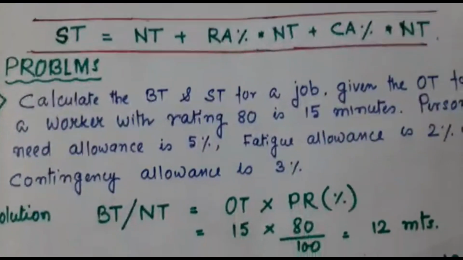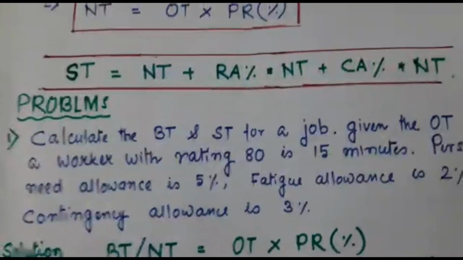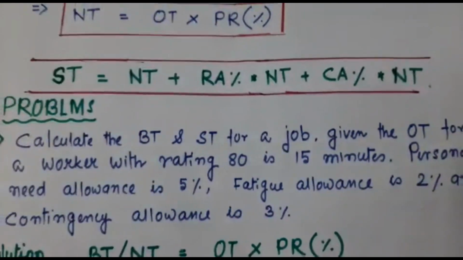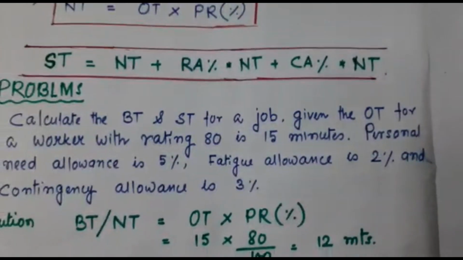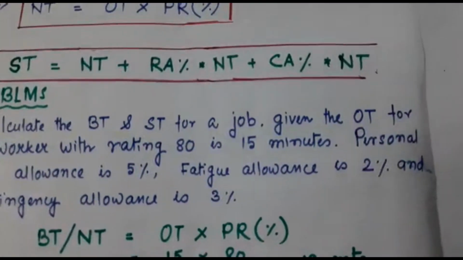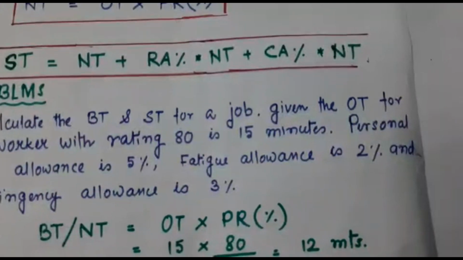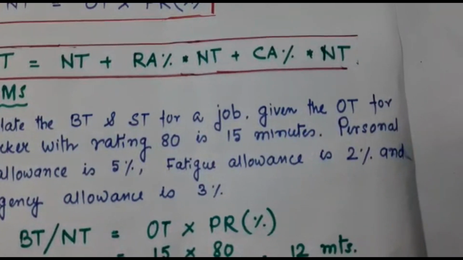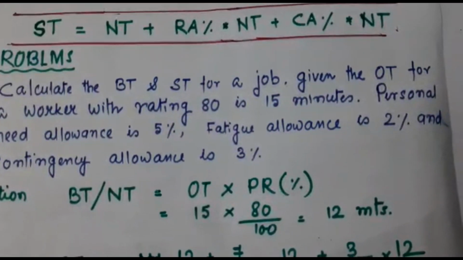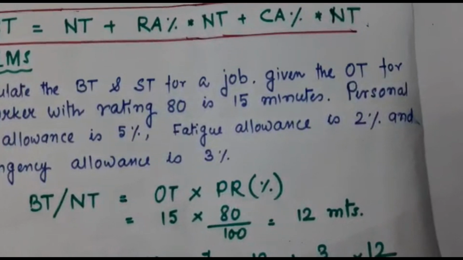Now we will see a few problems, two problems basically. This is a given problem in which it says: calculate the BT, meaning basic time, and standard time for a job, given the observed time for a worker with rating 80 is 15 minutes. That means the worker under observation, whose rating is 80, takes 15 minutes to complete the job. We have to determine the basic time as well as the standard time. Here it is given that personal need allowance is 5%, fatigue allowance is 2% and the contingency allowance is 3%. Okay, let's see.